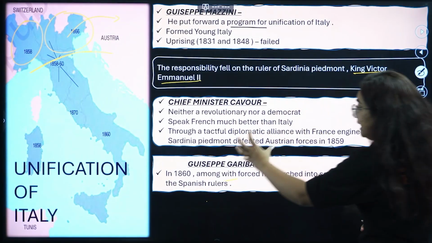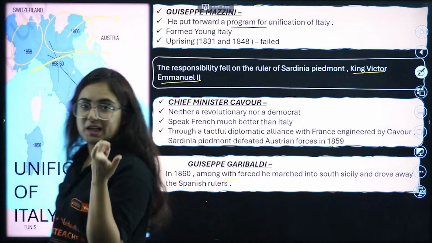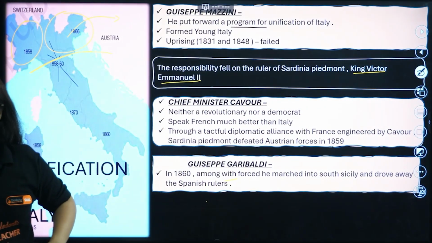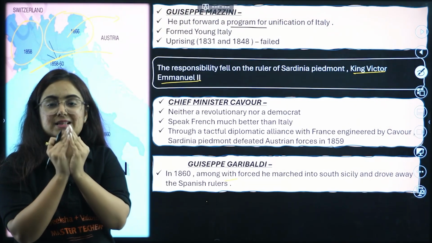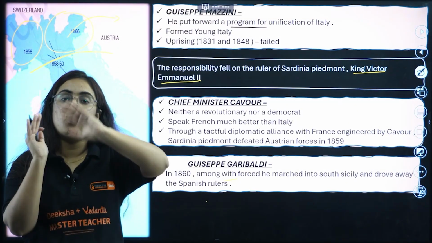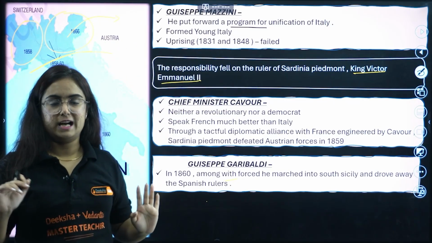Now there comes into the picture another personality, Garibaldi, Giuseppe Garibaldi. If you are thinking he is the brother of Mazzini, no. There was no connection between Mazzini and Garibaldi. It was just that once Garibaldi met Mazzini and became part of revolutionary activities.